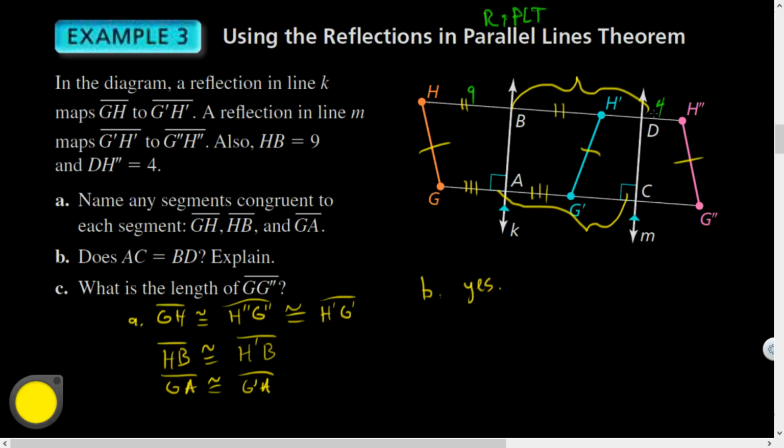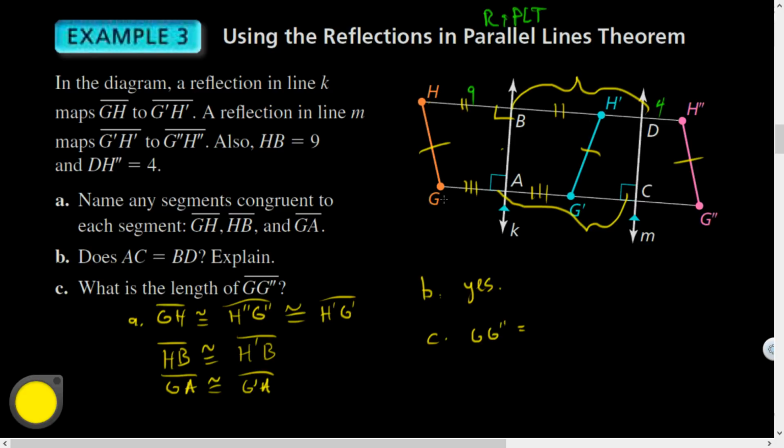Yes, those lines are parallel, right? We've got that label right here, and these segments are perpendicular to the same line, and they're between two parallel lines, and the distance between parallel lines will always be the same. All right. And then what is the length of G double prime?